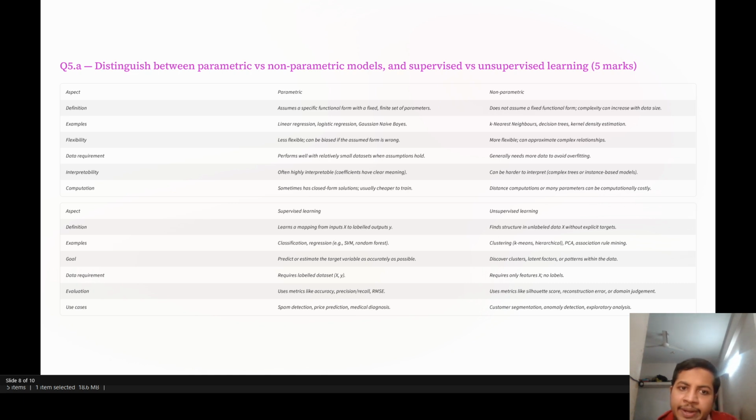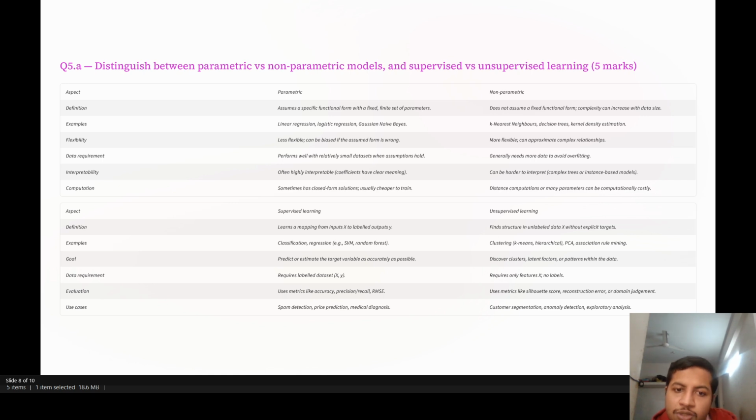Flexibility: parametric is less flexible and can be biased if the assumed form is wrong, but non-parametric is more flexible and can approximate complex relationships. Data requirements: parametric performs well with relatively small datasets when assumptions hold, but non-parametric generally needs more data to avoid overfitting. Interpretability: parametric is often highly interpretable, with coefficients that have clear meaning, but non-parametric can be harder to interpret, like complex trees or instance-based models.